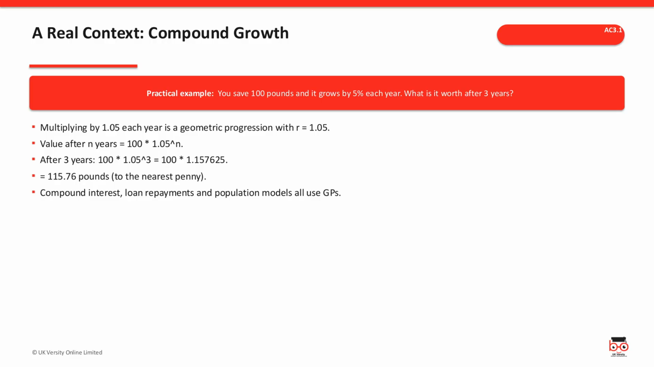Geometric progressions turn up constantly in the real world, so let's do a money example. You save £100 and it grows by 5% a year. Multiplying by 1.05 each year is a GP, with ratio r equals 1.05. So the value after n years is 100 times 1.05 to the power n. After 3 years, that's 100 times 1.05 cubed, which is 100 times 1.157625, giving £115.76 to the nearest penny.